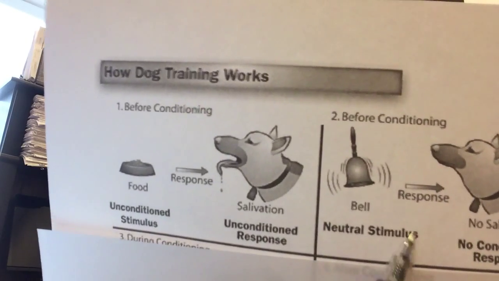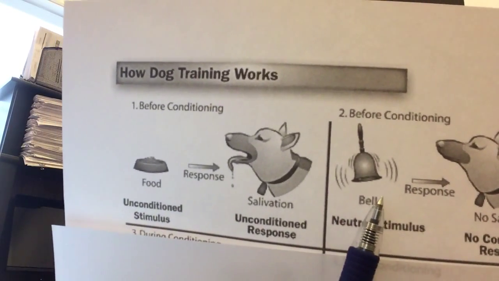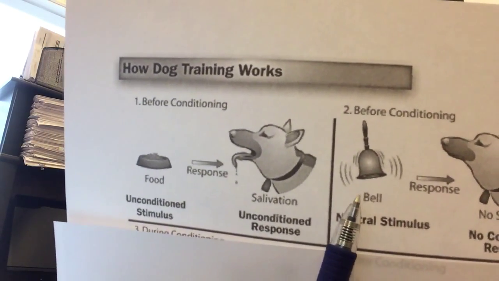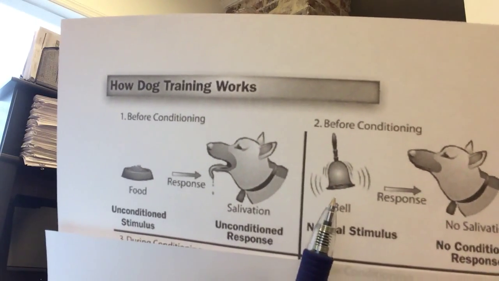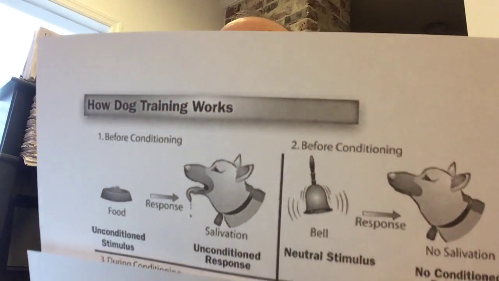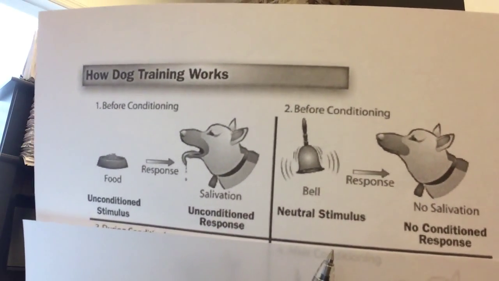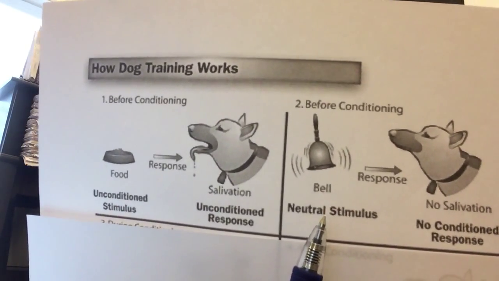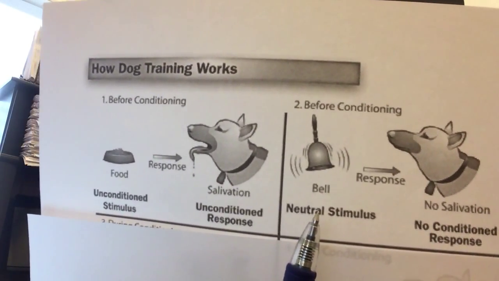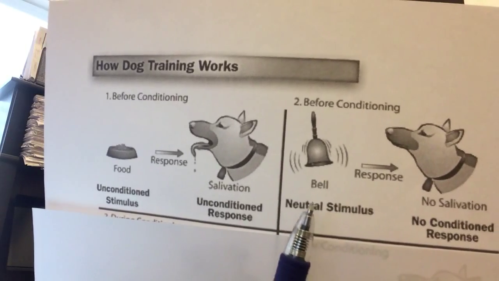Now let's look at the right image. The dog is presented with a ringing bell, but there's no salivation as a response from the dog. Therefore, we can say that the ringing bell is just a neutral stimulus that elicits no salivation response. Now let's look at the next 2 pictures.